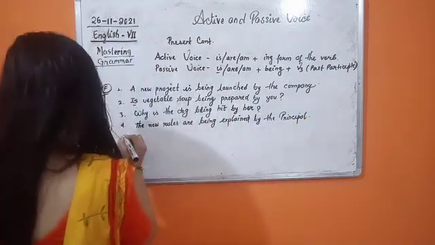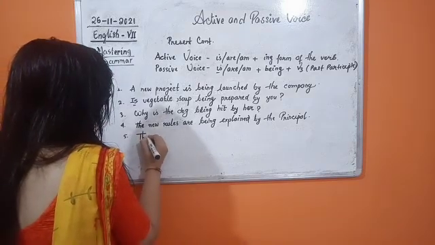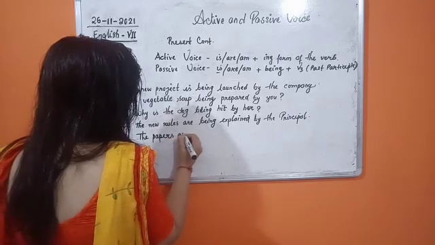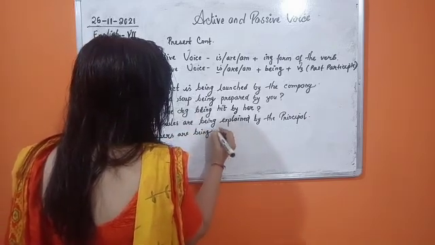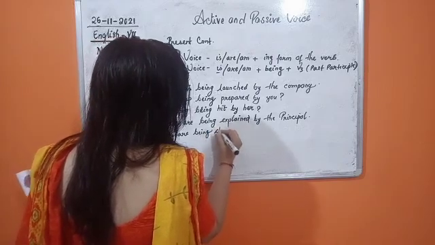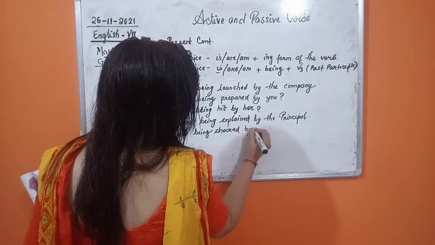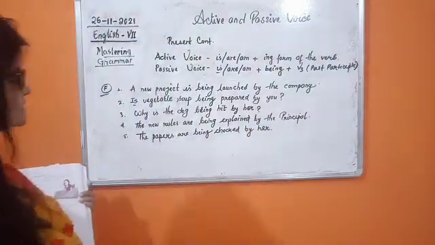Yes, number 5 now. She is checking the papers. The papers are plural, are being checked by her. She becomes her. Checked, the third form of the verb, by her. Yes, children, so we have finished this exercise F.